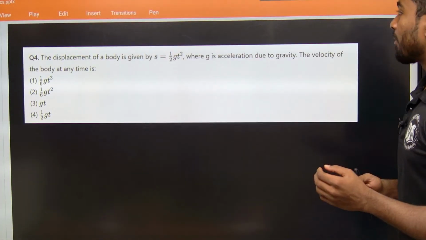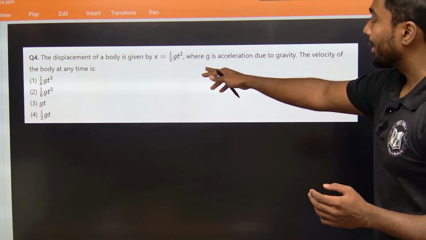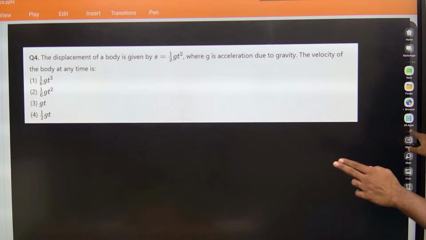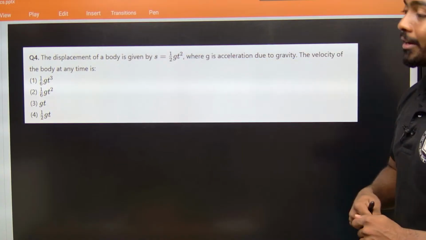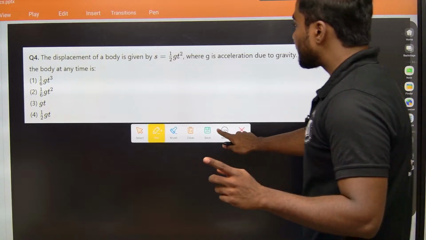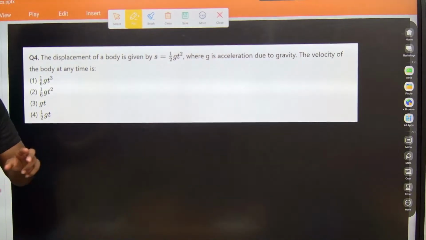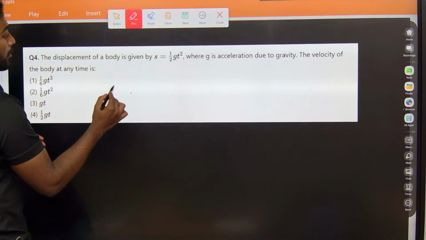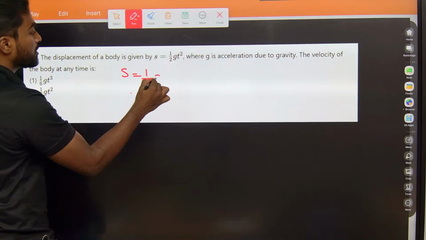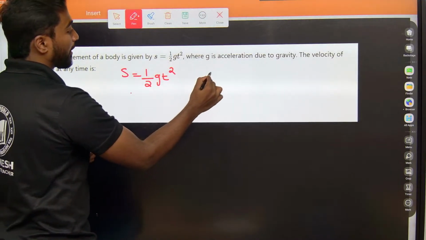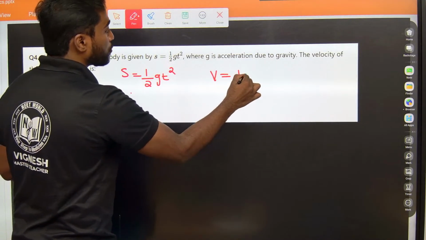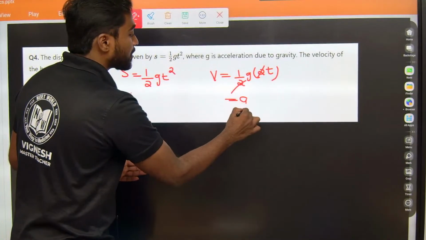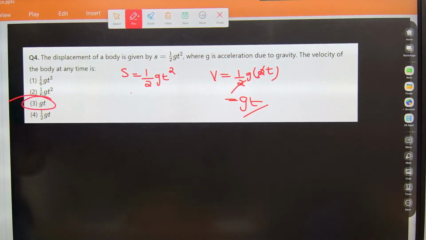The displacement of a body is given. So what is the displacement given? S equals half gt square, where g is the acceleration due to gravity. The velocity of a body at any time. So if displacement is given, what should I do? Differentiate, I will get the velocity, right? So S equals 1 by 2 gt square. If I differentiate this, what will I get? Velocity will be equal to 1 by 2 g into 2t, where 2 and 2 get cancelled. It will be gt. Option 3.